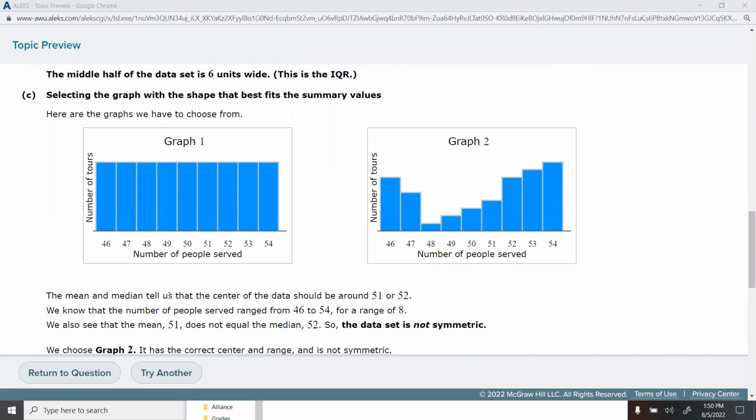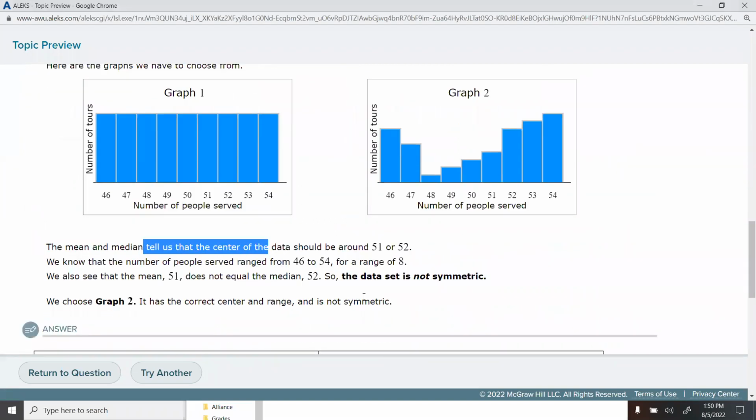Okay, the mean and median tell us that the center of the data should be around 51 or 52. Okay, so I said that. We know that the number of people served ranged from 46 to 54. All right, now both graphs do start at 46 and go up to 54. Okay, so if one of them did not, then we could just throw that one out right away and say, hey, you don't have the right range.